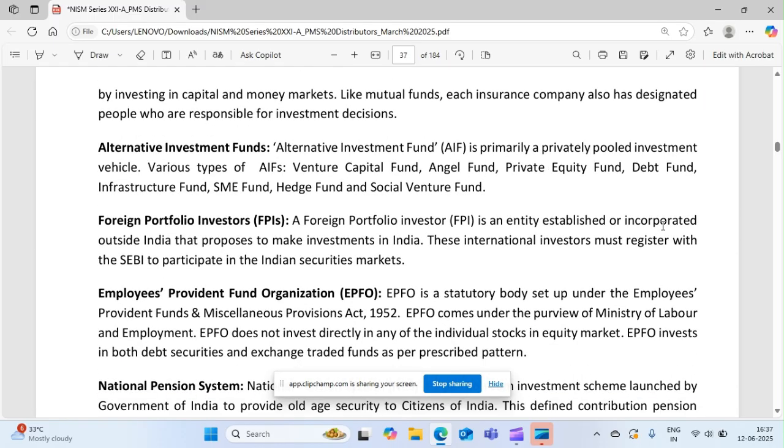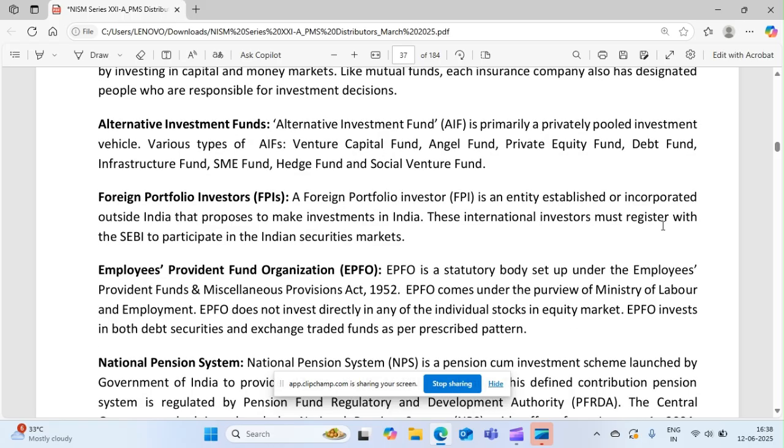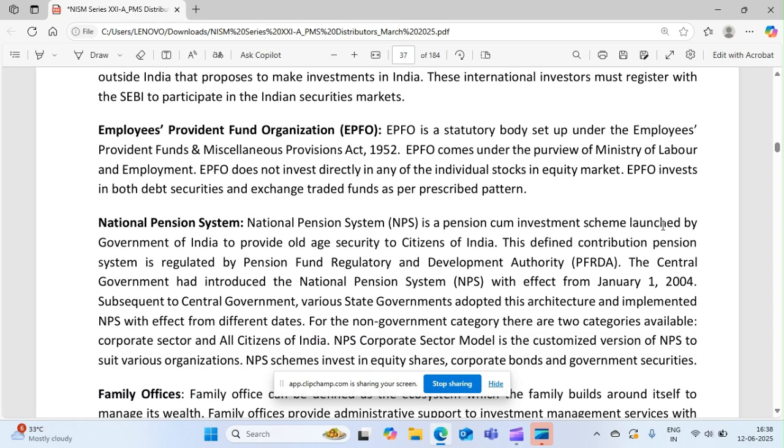There is a detailing of it in a separate chapter, but alternative investment funds can be venture capital funds, angel funds, private equity. They are of three types: one, two, and three, which we have discussed in a separate chapter. You can go and see there in detail. You have foreign portfolio investors, those who are from outside India but want to invest in Indian securities because they want higher returns, and India has been a performing market for a long time.